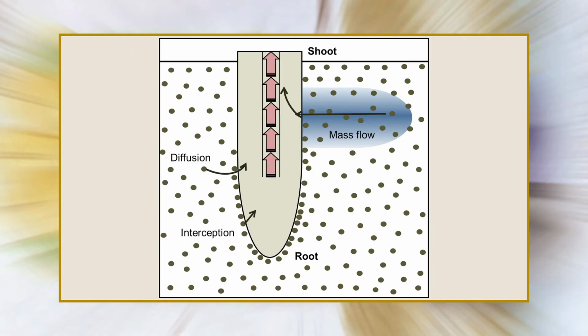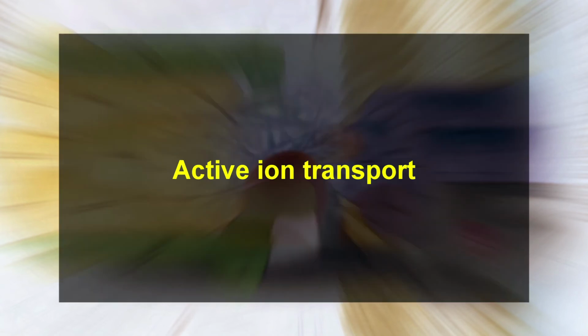In this uptake and movement, salts may be absorbed and move up to the plants. Now, active ion transport. It has often been observed that the cell sap in plants accumulates large quantities of mineral salt ions against the concentration gradient.